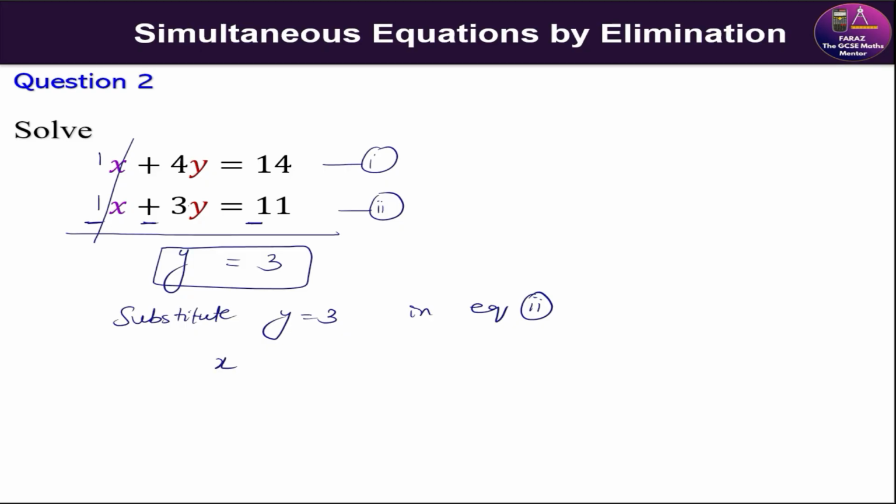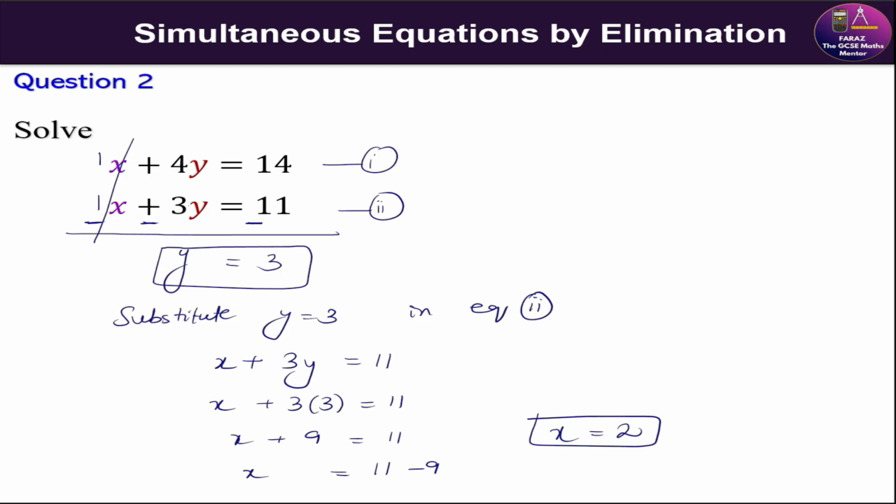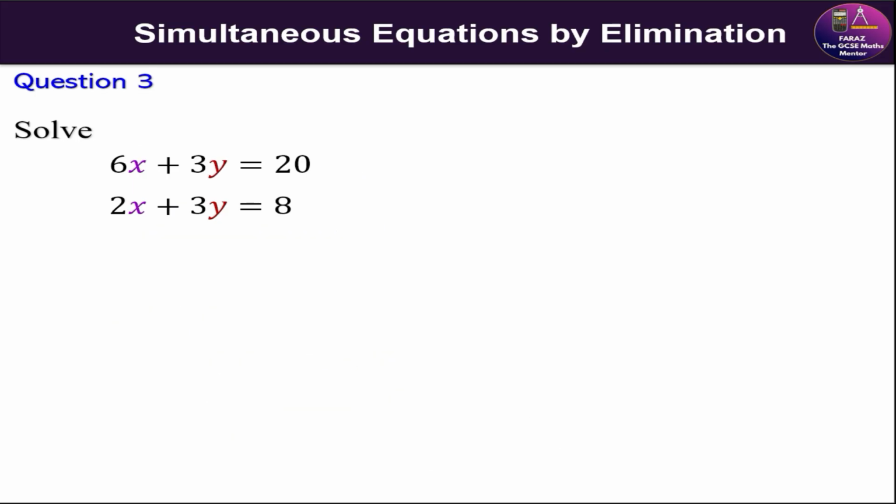So therefore, if I choose equation 2, it will look like this: x plus 3y equals 11, and substitute the value of y there. So x plus 3 times 3 is 9 equals 11, and therefore subtracting 9 on both sides, x equals 11 minus 9, and therefore we have x equals 2. Alright, let's move to question number 3.